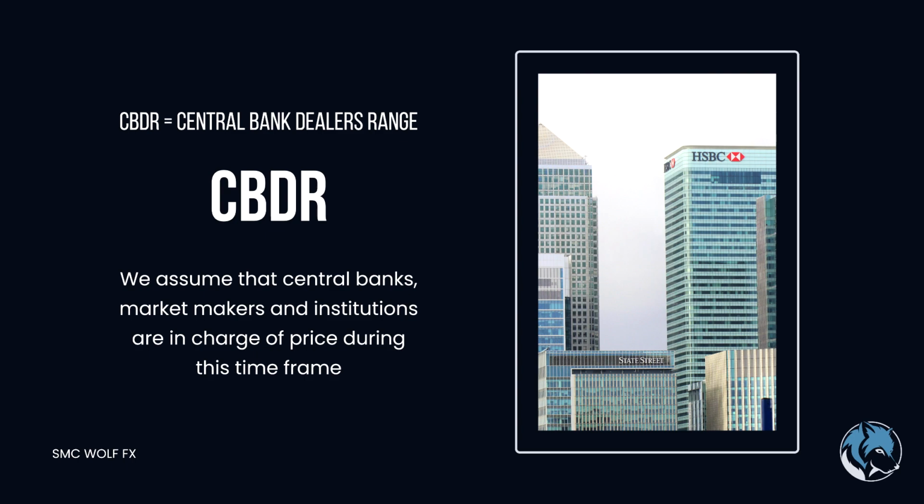So what is CBDR? Well, it stands for the Central Bank Dealers Range, an assumed range in price during an assumed time range, where we like to believe that central banks, market makers and institutions are in charge of price, keeping it within a range which we can then use to mark up or down in standard deviation increments to help us with creating a daily bias and potential entry points.